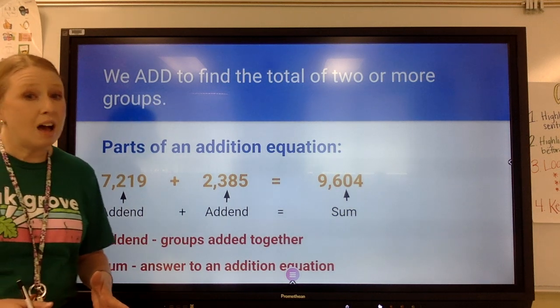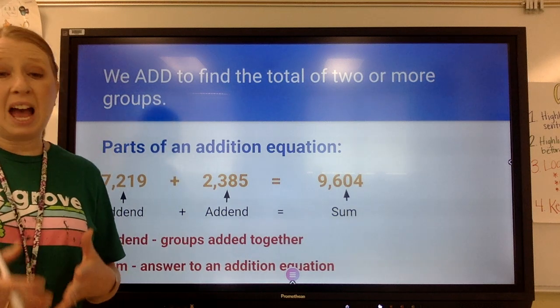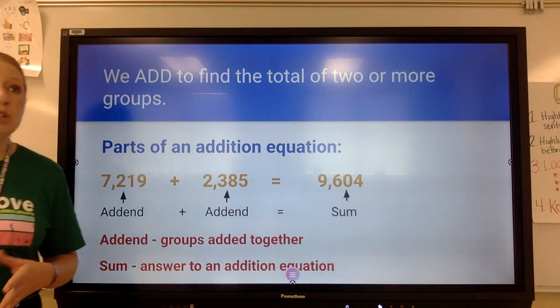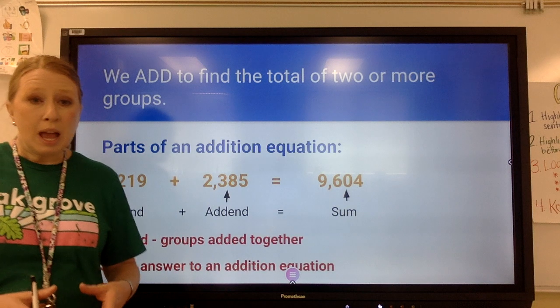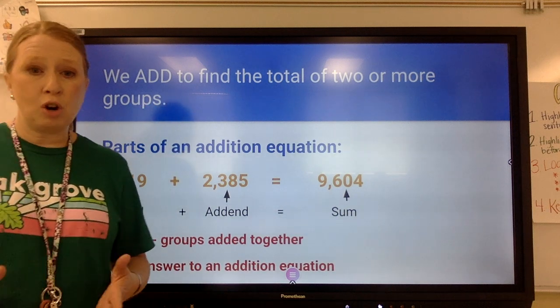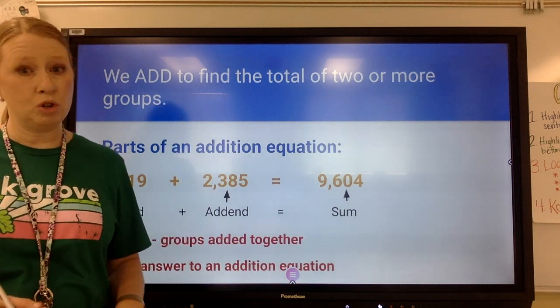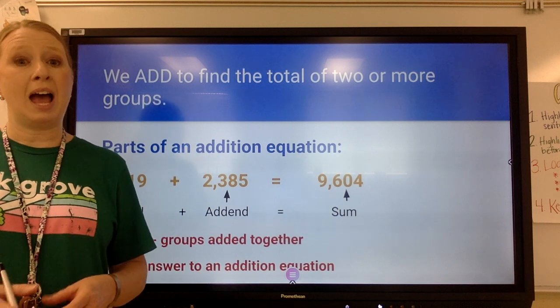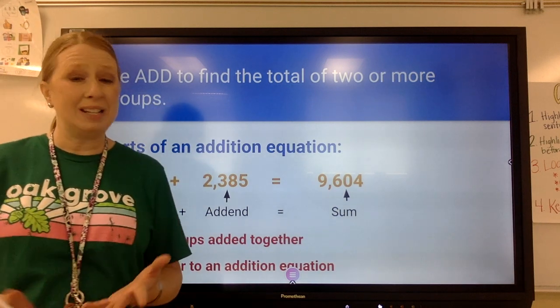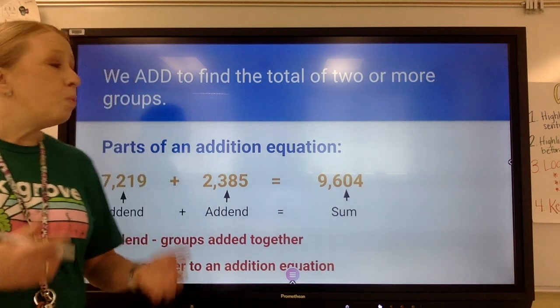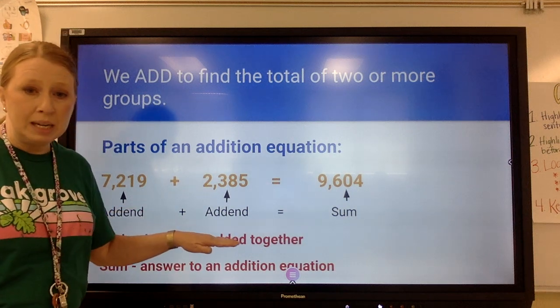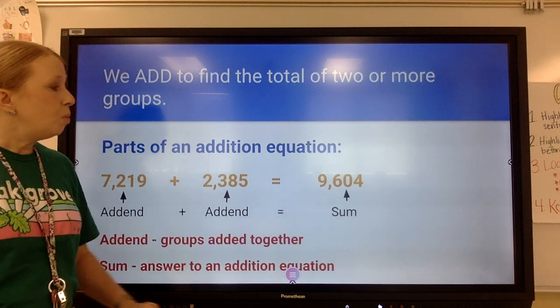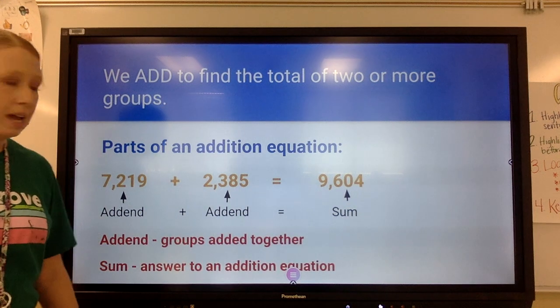Now, I can have 3, 4, 5, 6 add-ins. Like if I were trying to balance my checkbook and I was adding up all of the charges, I would probably have more than 2 charges in my checkbook. I would have to add up all of them. I might even have like 9 or 10 of them. So we can have as many add-ins as we need. And then we have our sum as the answer.